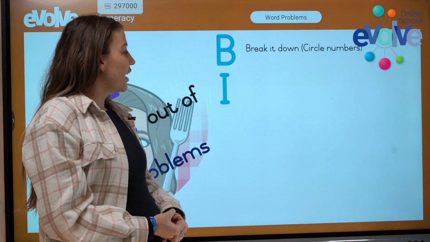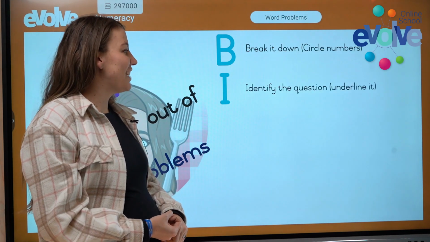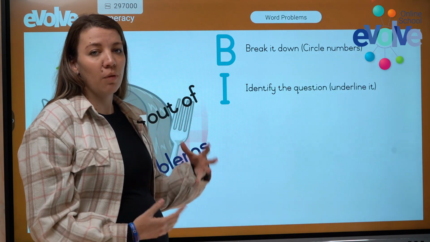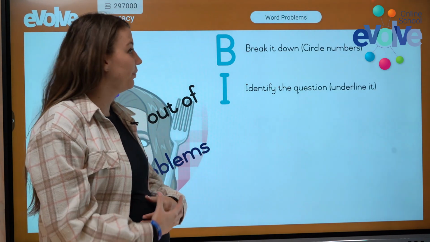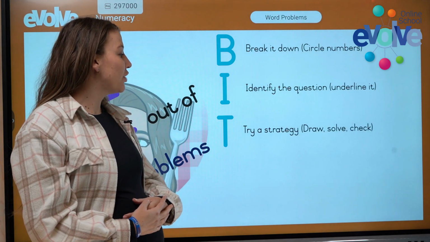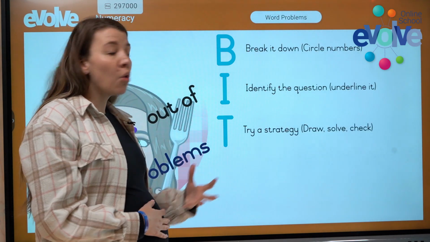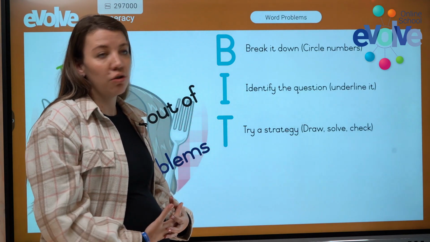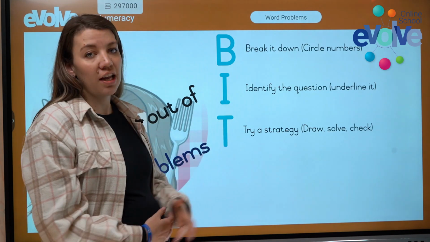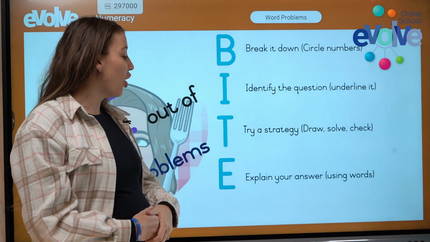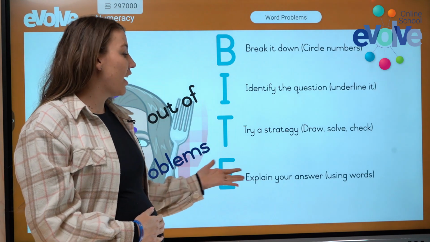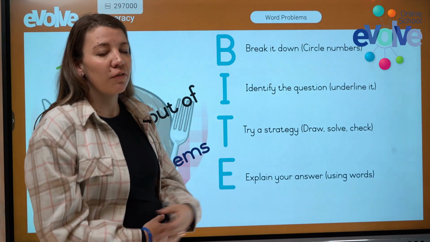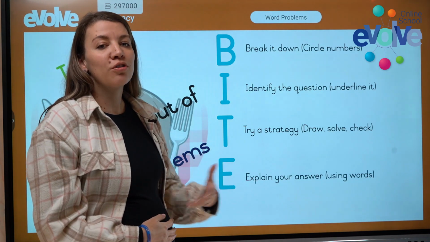Right, the I stands for identifying the question. So we're going to use the underlining method to make sure that we know what question we're trying to answer. Right, T means try a strategy. So we could be drawing, we could be using column method. There are numerous strategies that we can use, and then we want to solve and check our answers. And lastly, we have E, explaining our answer. When we're solving word problems, the most important thing that we always seem to forget is that we need to answer using words, not only numbers.